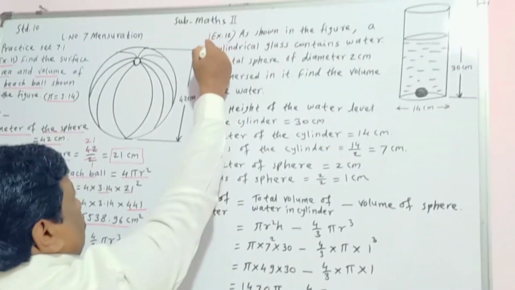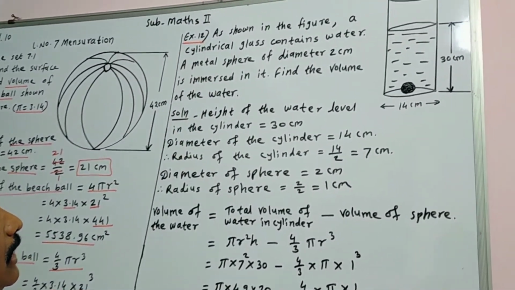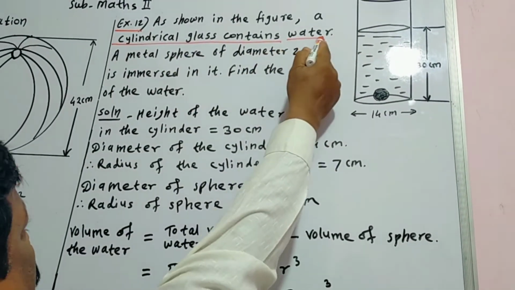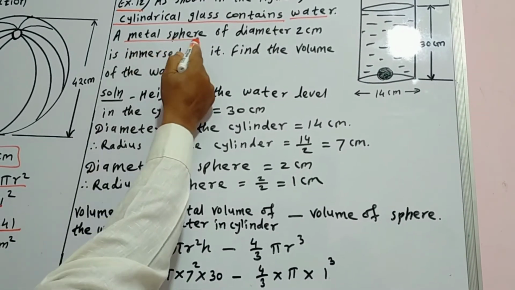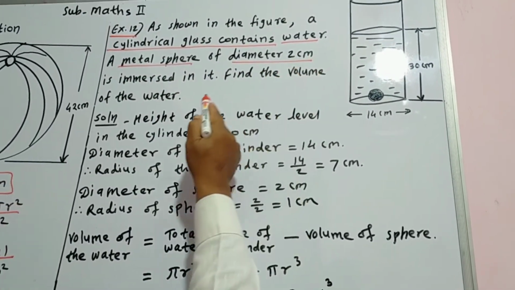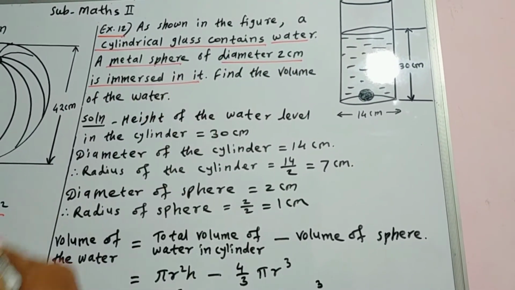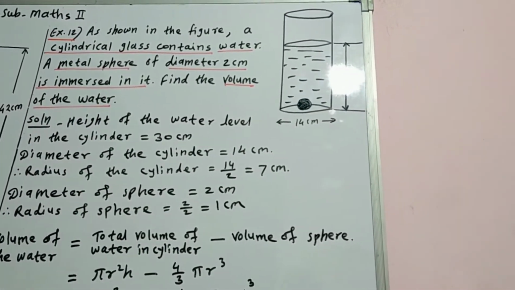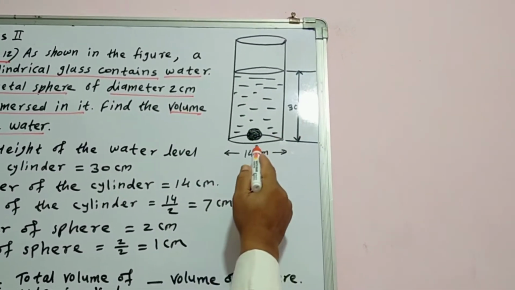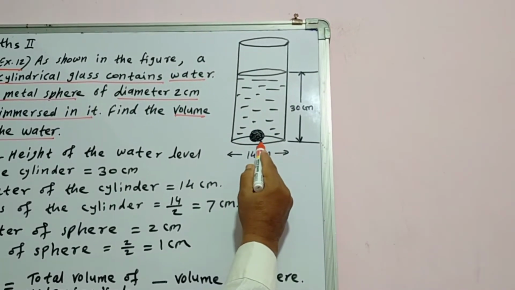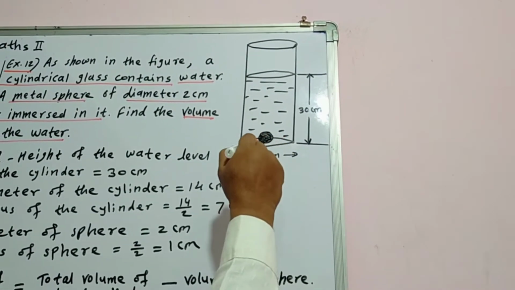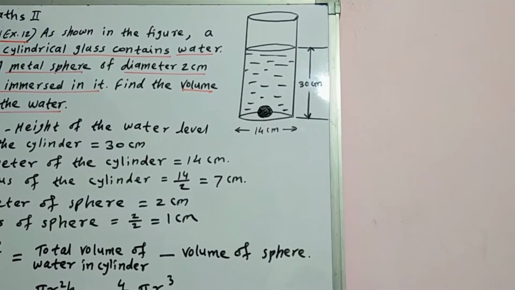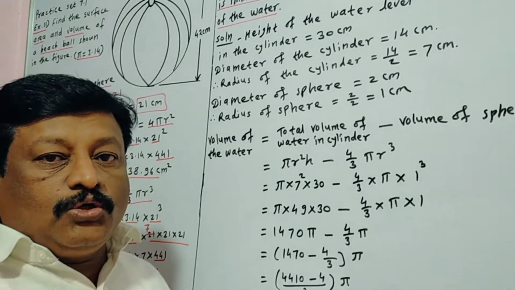Now example number 12. As shown in the figure, a cylindrical glass contains water. A metal sphere of diameter 2 cm is immersed in it. Find the volume of the water. You can see here one cylinder is given and in that water is there. One sphere is immersed in the water. That's why surely the height of the water is raised. But we have to find volume of the water.